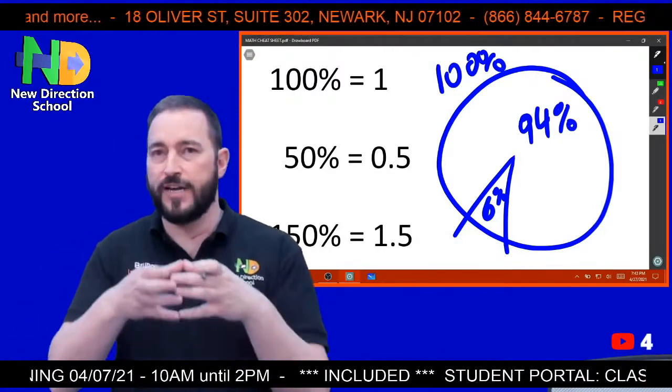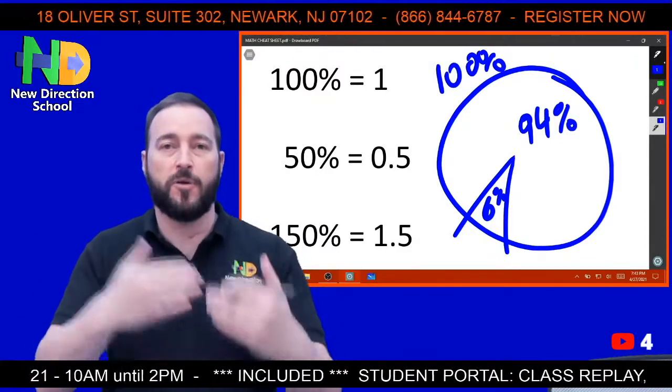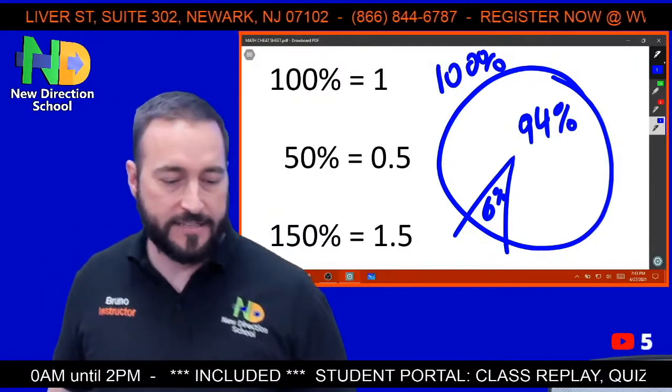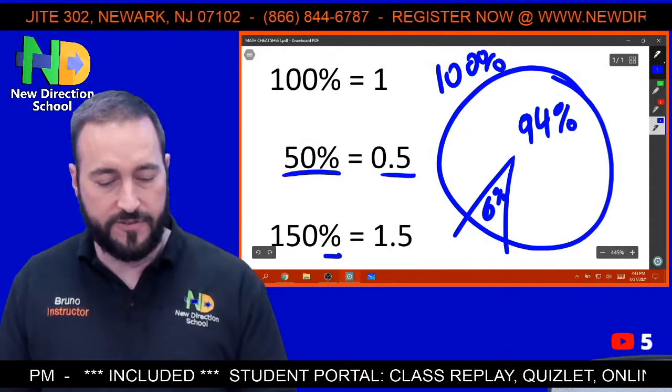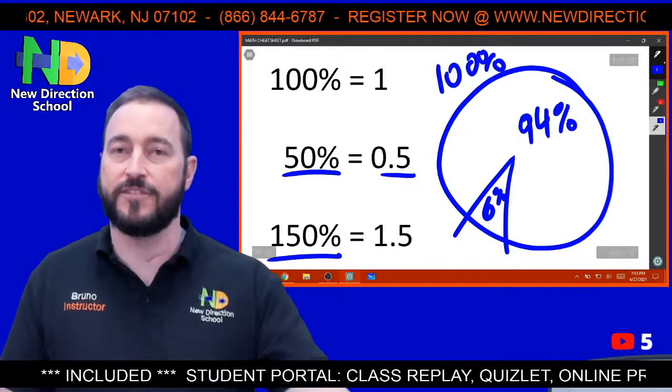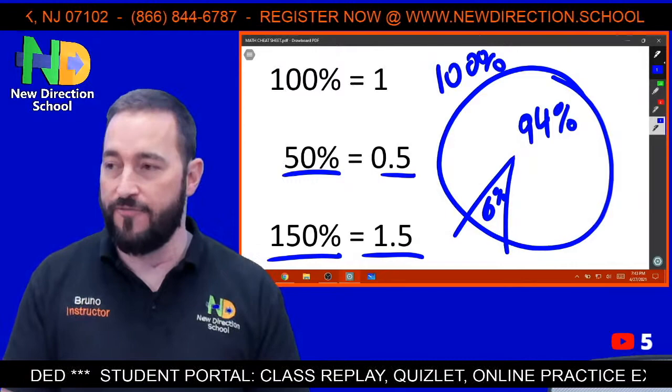You have 100% is the whole pie. You take slices out. You're taking percentages or parts of the pie. So in this case, if we have 50%, it's 0.5. If we have 150%, it's one pie plus half of another pie. It's one whole pie and a half. So 1.5, right?